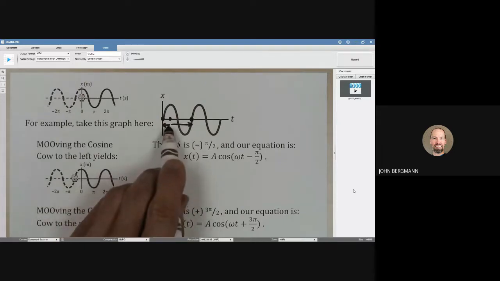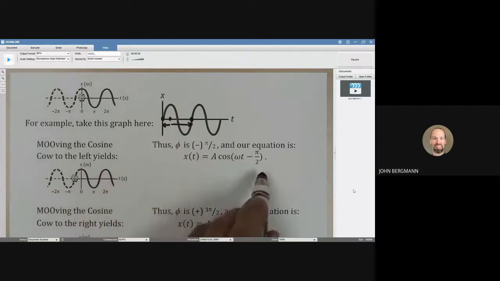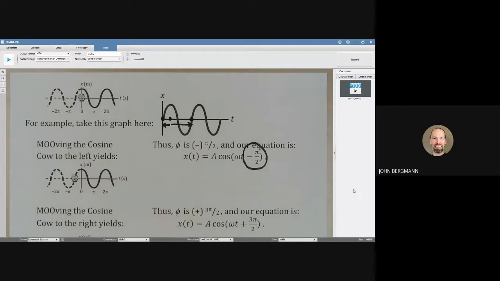If we scoot her to the left, that's going to be minus pi over 2. Look at that right there. See that? Minus pi over 2. Similarly, at the bottom of the screen, if we scoot her to the right, we could say plus 3 pi over 2. That's in essence how this is done.